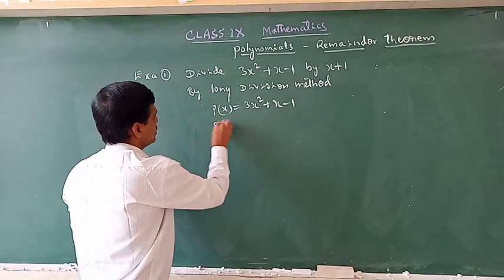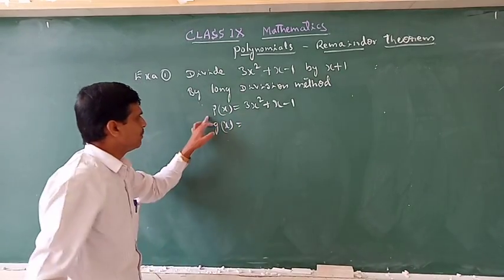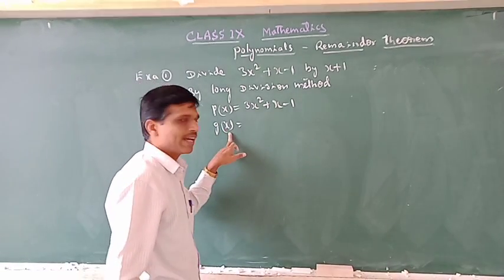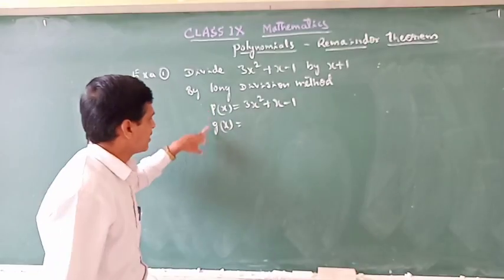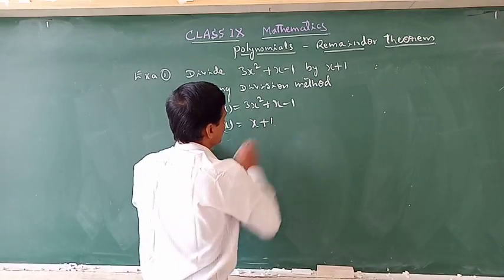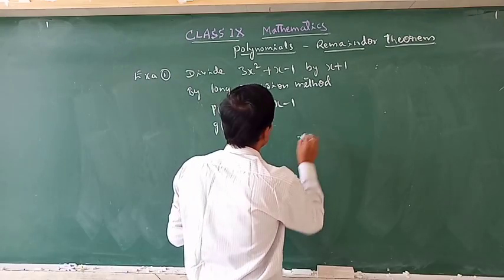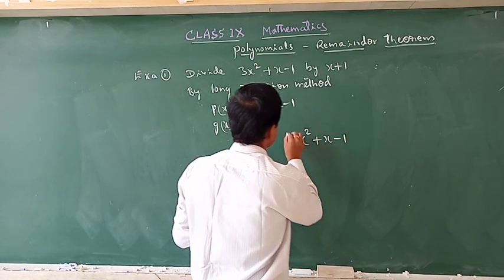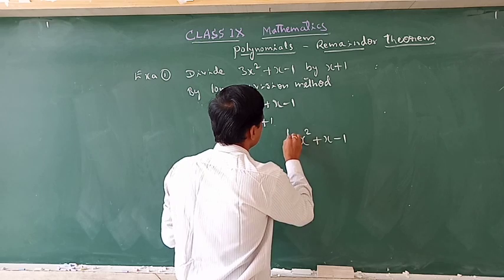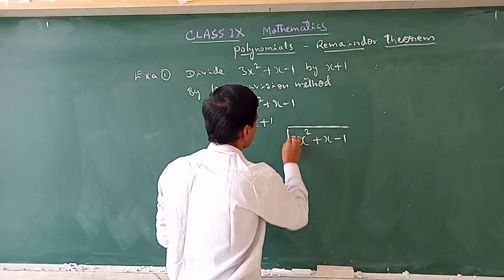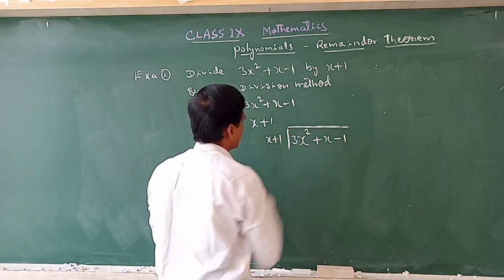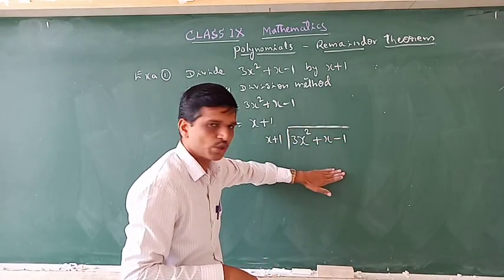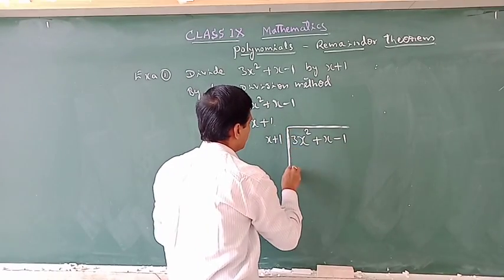And next, consider g of x. P means any polynomial with variable x, and g means another polynomial with variable x. Consider that this is the dividend and this is the divisor. So by the process, we should write it like this: 3x square plus x minus 1. This is the divisor, this is the dividend, here the quotient, and the remainder should be here.